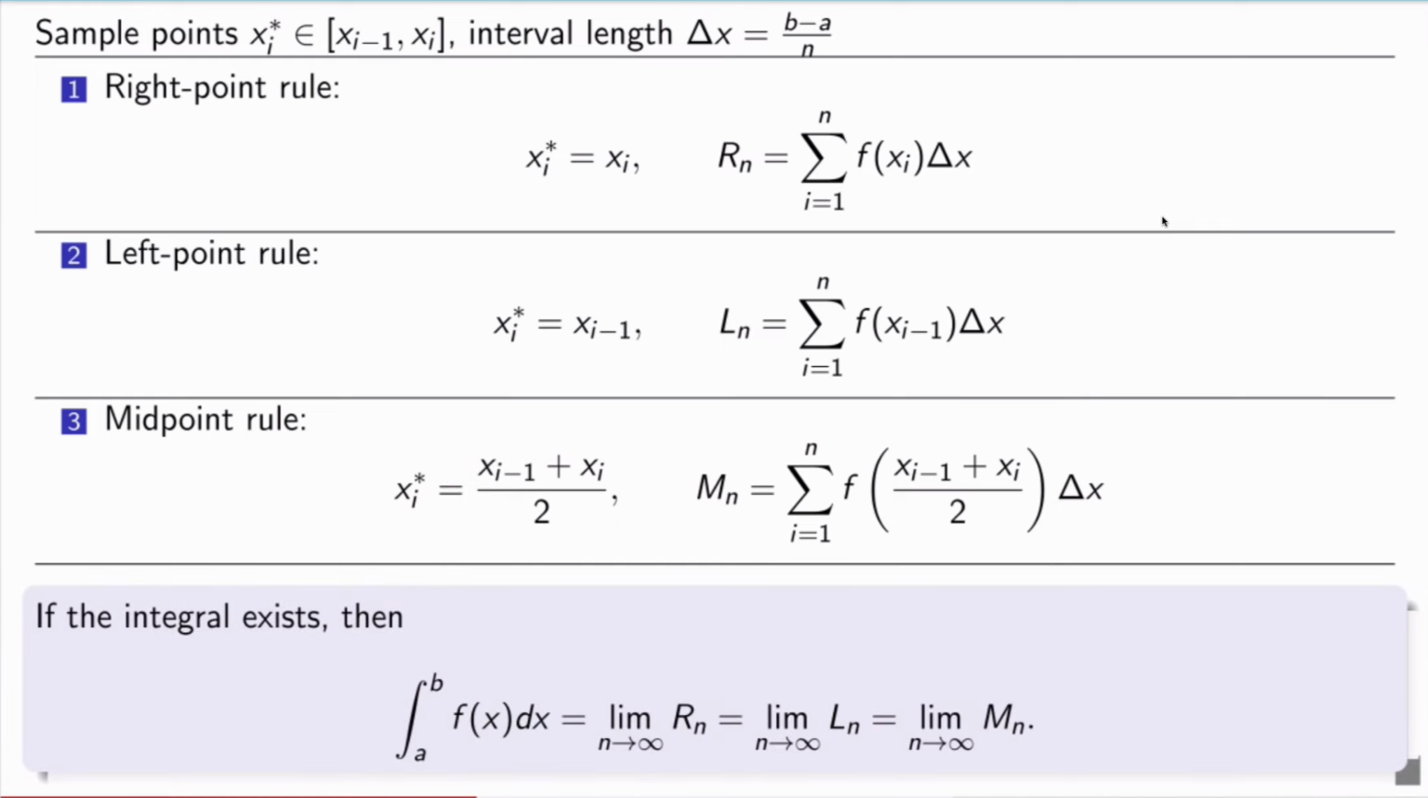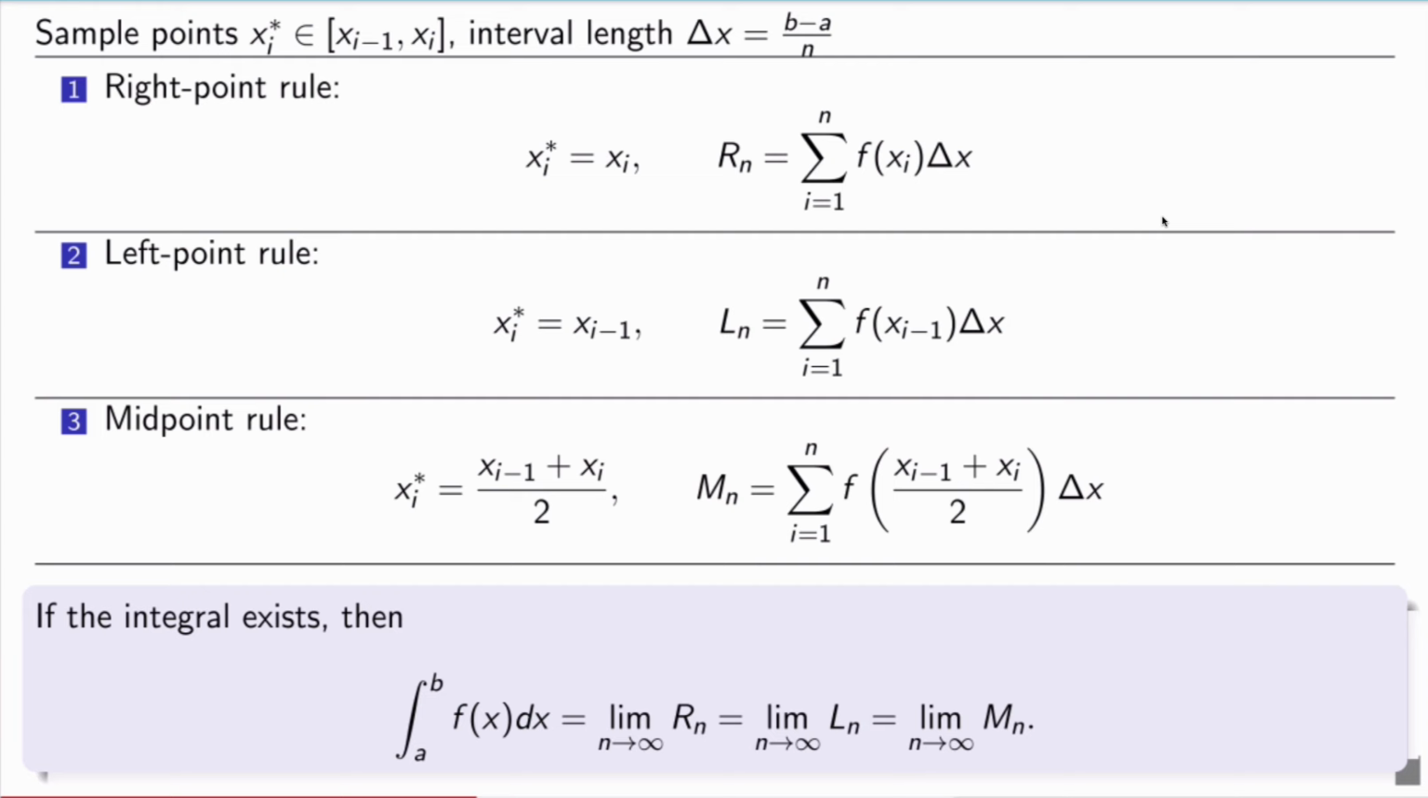Now, if I let n go to infinity and make all these subdivisions finer and finer, and if the integral exists, then all three methods give me the same value. So that's written here. If the integral exists, then the integral a to b f of x dx is the limit n to infinity of Rn, which is equal to the limit n to infinity of Ln, which is equal to the limit n to infinity of Mn.